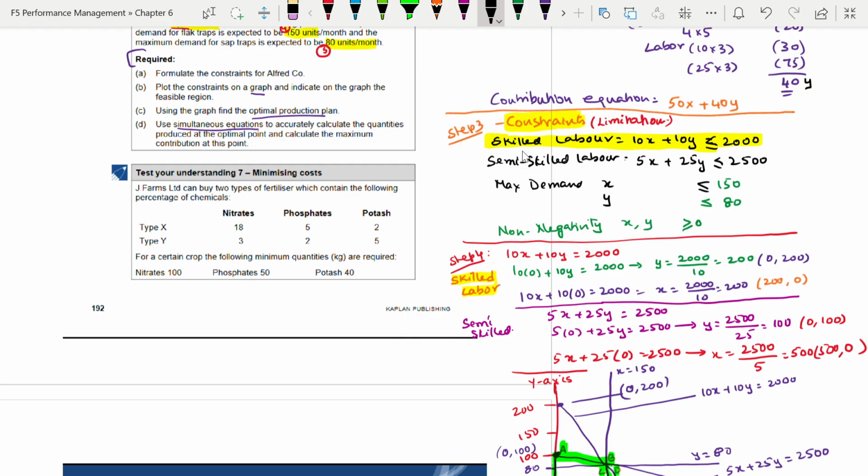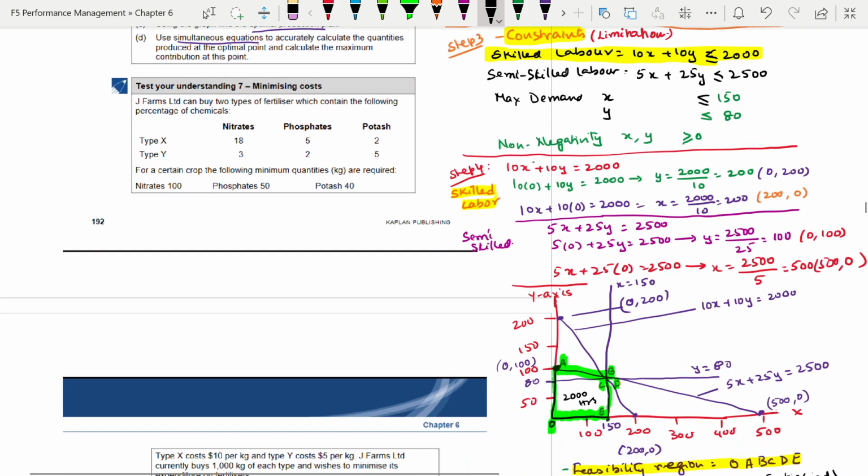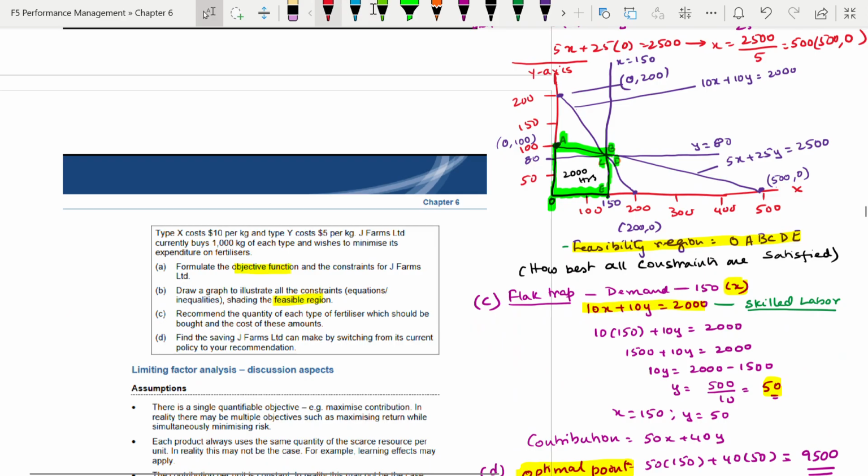J Farms can buy two types of fertilizers. What is the question they are asking us? Read the question. They are asking with respect to the objective function, and the constraints. They are asking the quantity of fertilizers, and they are asking you to give the recommendations.